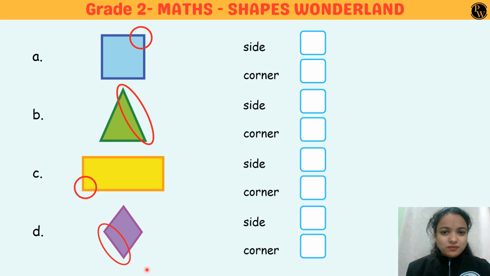Come on, identify with me. Let's start with this. So, is this a side or a corner? This is a corner. Correct. Is this a side or a corner? This is a side. Now, let's come to rectangle. Is this a corner or a side? This is a corner. That's correct. And what about this figure? Is this a side or a corner of this figure? This is the side. Well done. You did a great job.